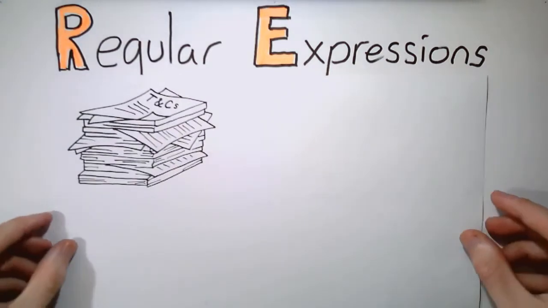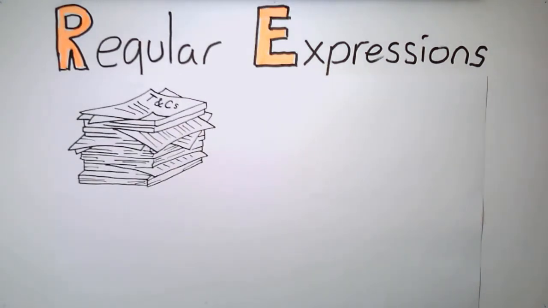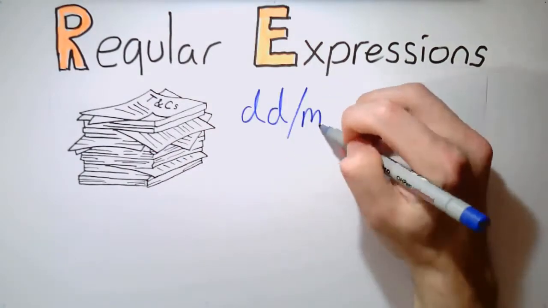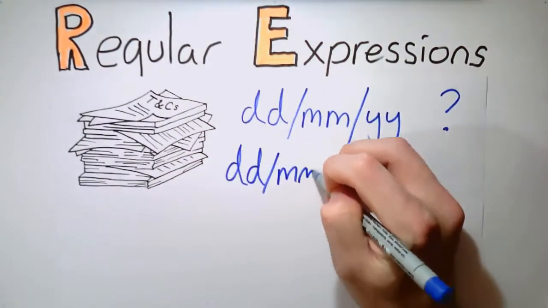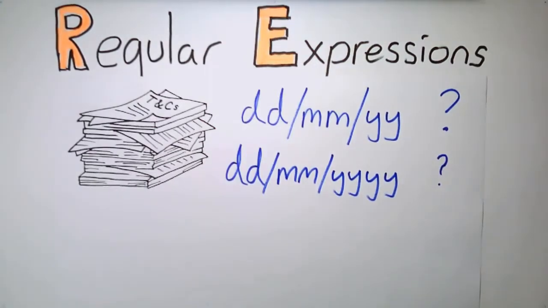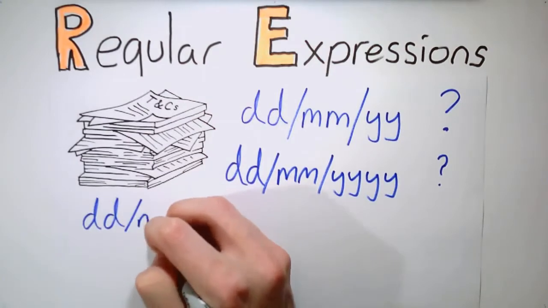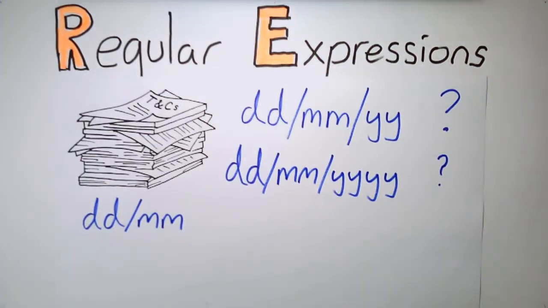Say we want to search these terms and conditions for important dates. For simplicity, we'll only worry about numerical dates. There are only a few different formats we can expect dates to be in, right? We just search for day, day, month, month, year, year. However, it could be day, day, month, month, year, year, year, year, if you're being formal, or maybe just day, day, month, month, if you don't need the year.